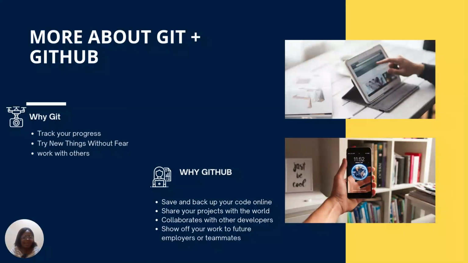So, what is this Git? Why do we need it? Git is a software you use to track your coding, to see what you've done, to track every step of your coding journey. And why do you need Git? To track your progress, to try new things without fear, and to work with others.